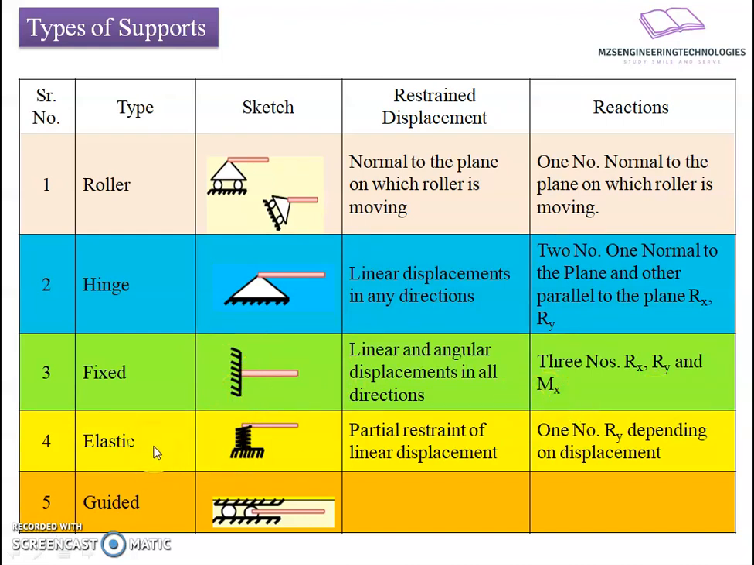Elastic support: here the support is being put on a member of predefined stiffness. Let us say here the spring is there. It will have a predefined capability to get deformed. That's why it will have partial restraining of the linear displacement. It will allow the displacement, but with partial restraining of the linear displacement. Thereby, it is going to develop one reactive force which is on the virtue of the load carrying capacity of this elastic system. Guided supports neither restrain nor have any reactive support; they only provide the motion in the predefined direction.